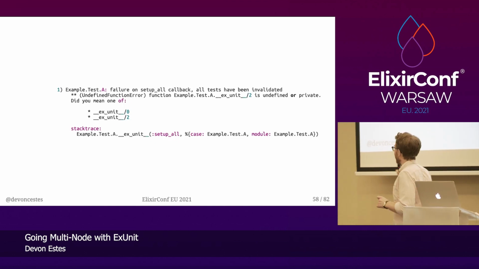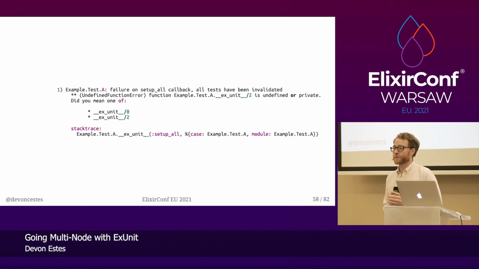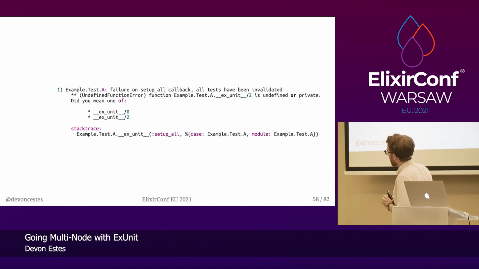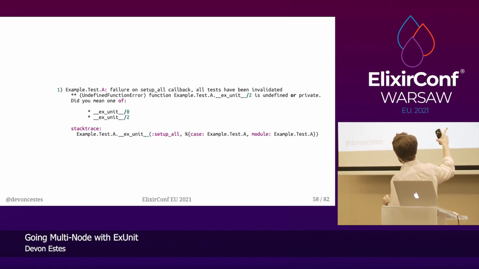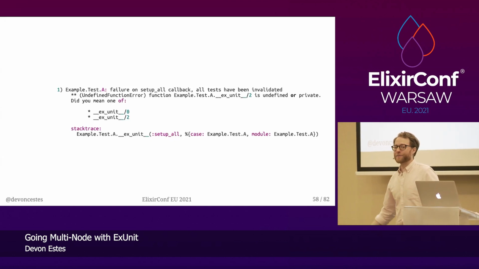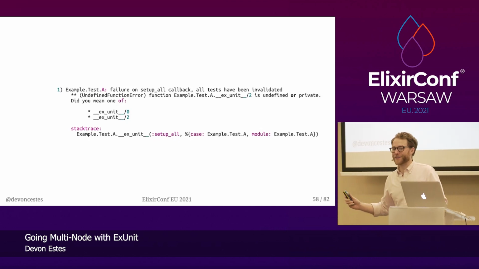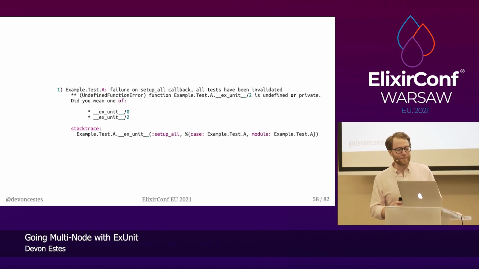So basically what we have here is an undefined function error saying the example test A ExUnit arity 2 function does not exist or is private. Did you mean ExUnit 0 or ExUnit 2? Excuse me? You just told me that ExUnit 2 didn't exist, but then you're saying that that's one of my options. How can we do this? How have we broken ExUnit this badly? Immediately, the first thing we tried, and we just broke everything.